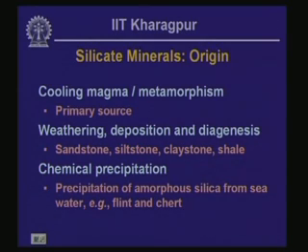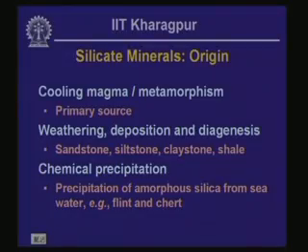Now, we need to look at how different silicate minerals form, what is the origin, how the silicate minerals form in nature. So, one of the sources of silicate minerals is from cooling of magma or metamorphism. So, this is the primary source. Most of the silicate minerals are formed by cooling of magma or from metamorphism.